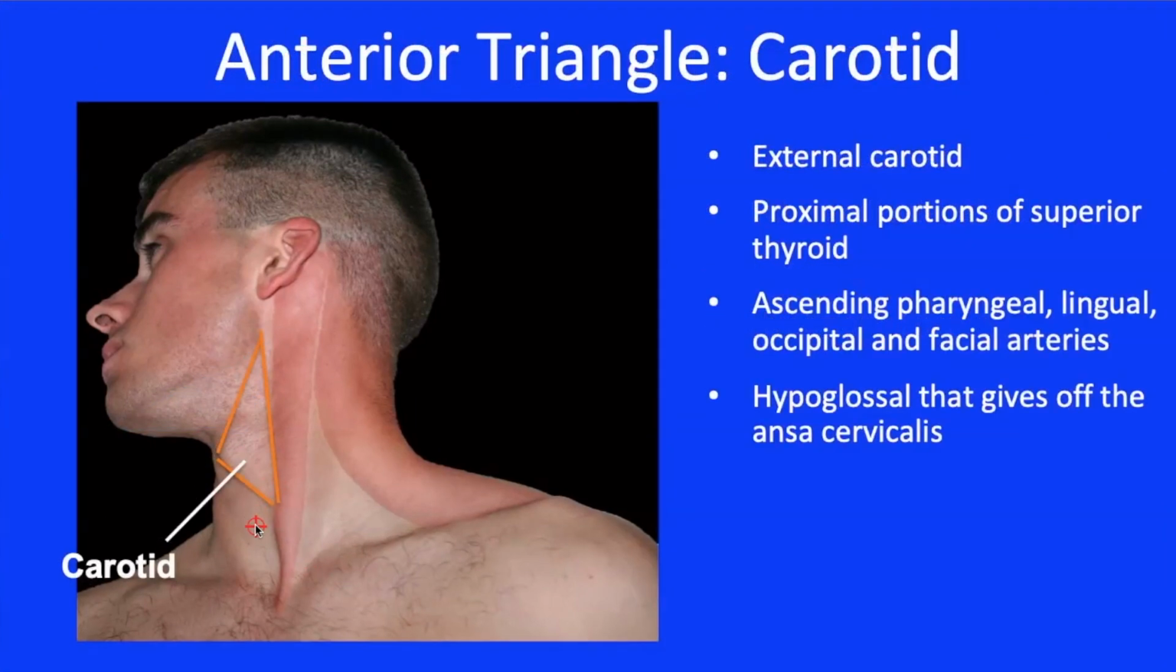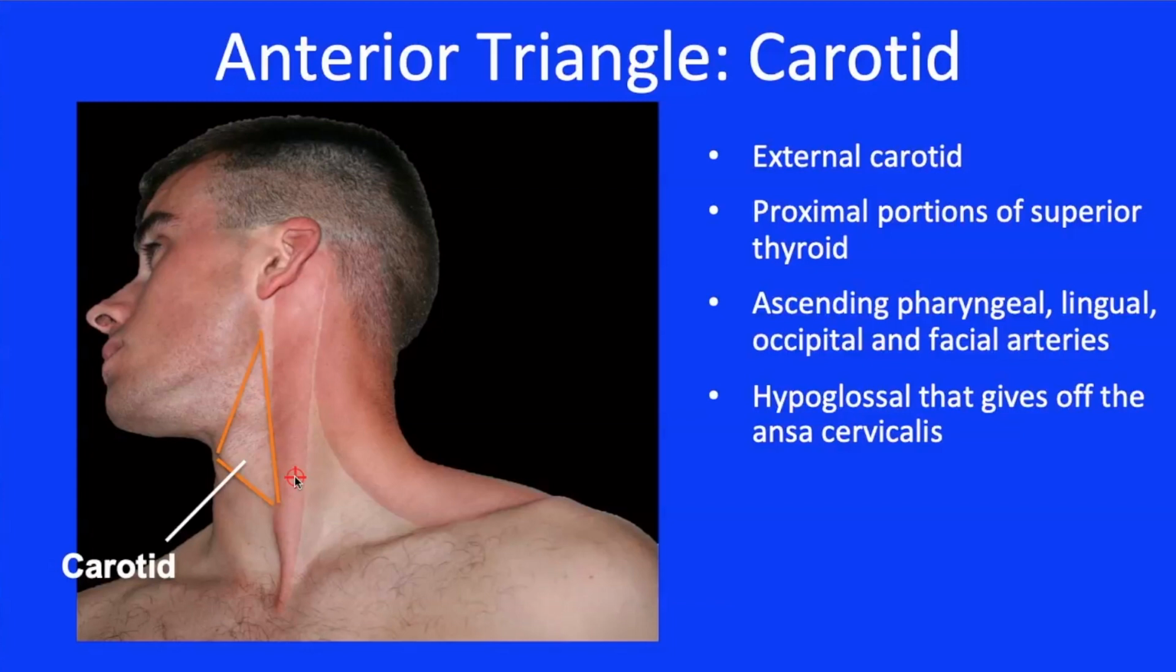The carotid triangle is located just anterior to the sternocleidomastoid. Importantly, it is where you feel the pulse of the external carotid artery. The thyroid gland can extend to this region. Arteries and veins of this triangle include the ascending pharyngeal, lingual, occipital, and facial arteries. The hypoglossal nerve also extends to this triangle.